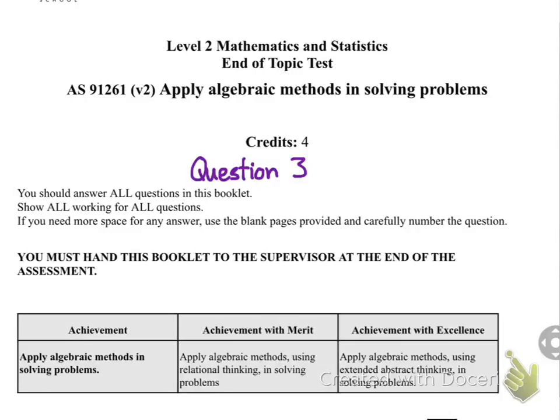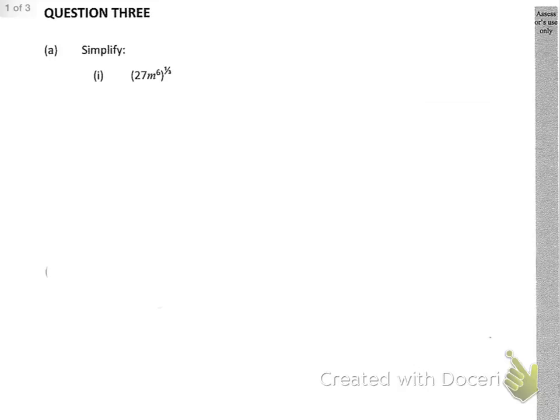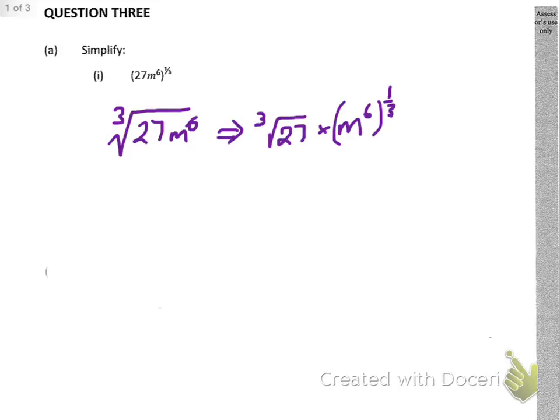Right, here we've got question 3 for the algebra end of topic test. The first question, we've got to the power of a third there. So that's the cube root. So it's the cube root of the whole thing. It's probably better to split it into two parts: the cube root of 27 and leave the m^6 to the power of a third. So then you can find the cube root of 27, which is 9, and multiply your powers.